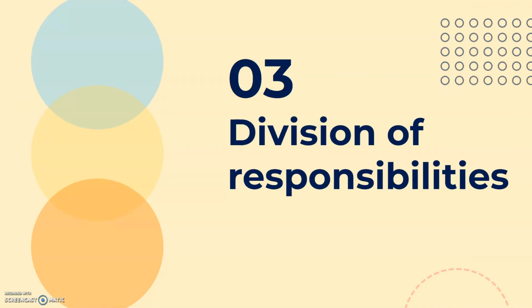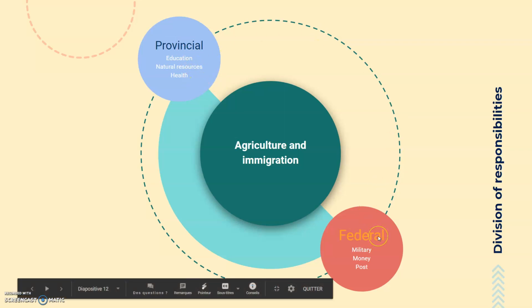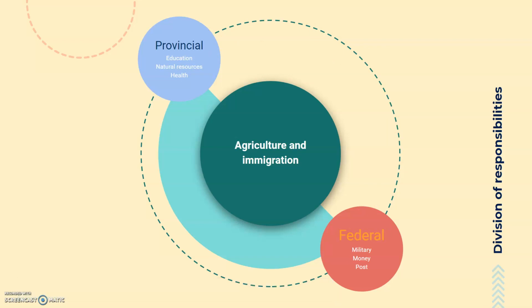Alright, so now we're going to talk about the division of the responsibilities. So we have the provincial and the federal government. So the provincial government takes care of education, of the natural resources, and health. The federal government takes care of the army or the military. They take care of the money and they take care of Canada Post. Ils se chargent de toute la partie de la poste. And together, they share everything that has to do with agriculture and immigration.